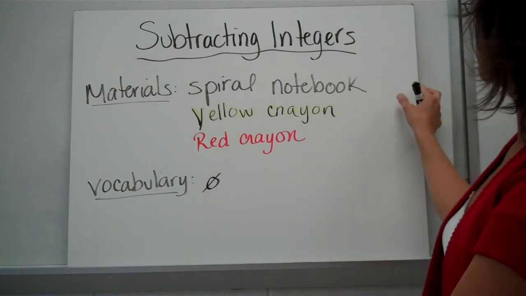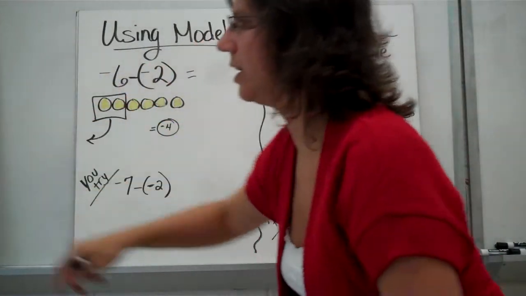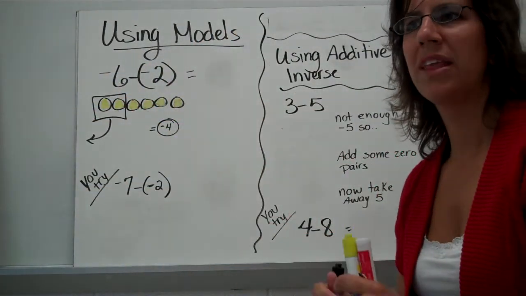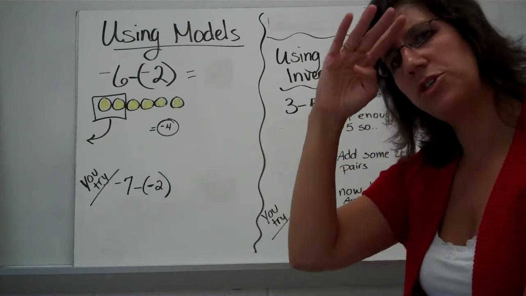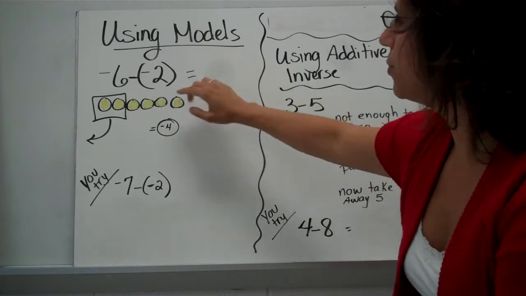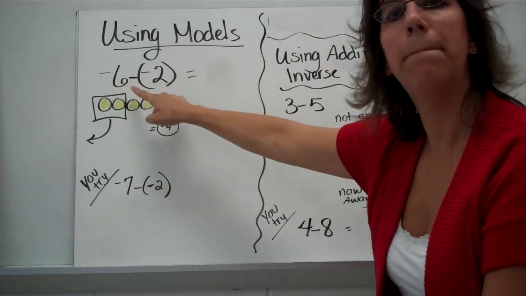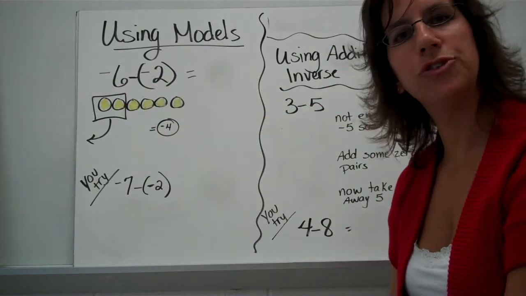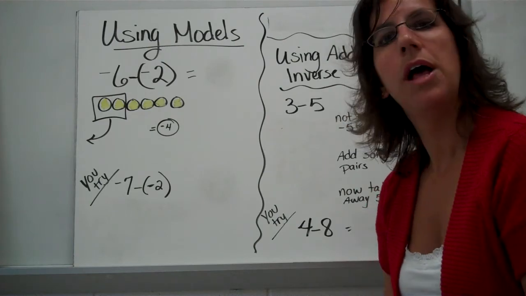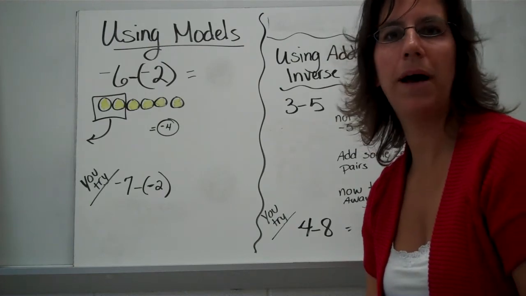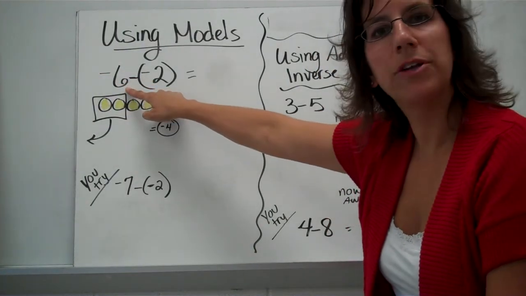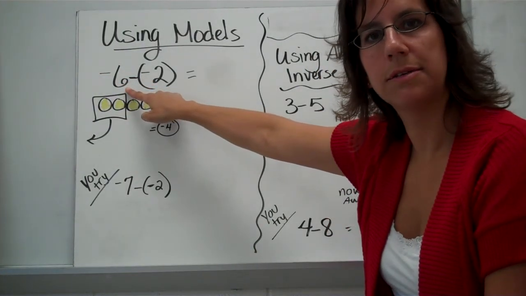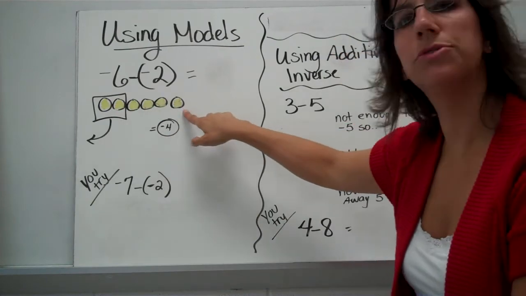All right, subtraction of integers can be a little tricky if you don't remember all the steps. So let's do some modeling to begin with and make sure you understand the process here. We have the example, -6 minus -2. Let's draw that picture. Remember from the last video, the negatives are yellow and the positives are red. So here we have -6. Start by drawing a picture of -6. You should have 6 yellow circles.